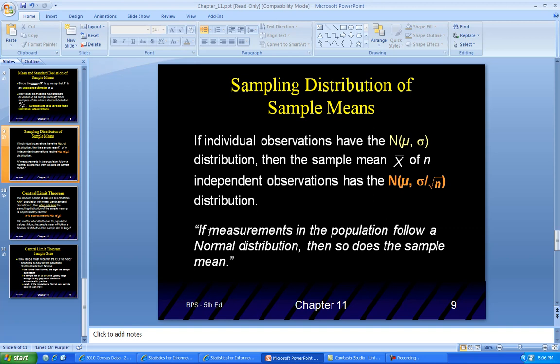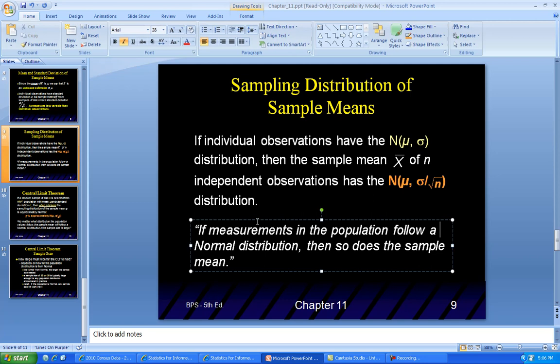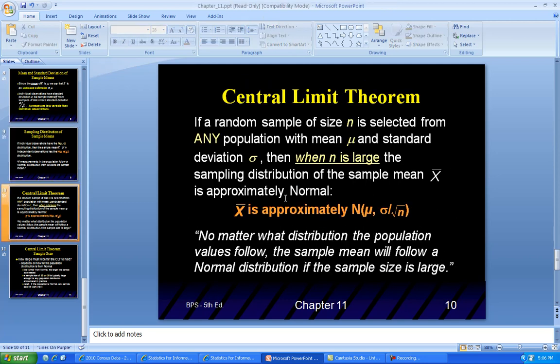And here's the line from the book. If measurements in the population follow a normal distribution, then so does the sample mean. So if it's normal for the population, it's normal for the sample as well.